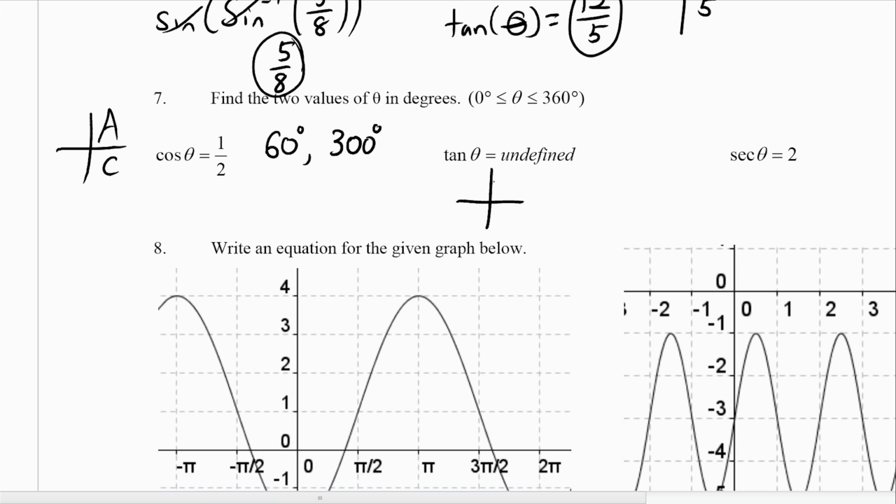Tangent, on the other hand, where it's undefined, I always like to think about what is going to be the slope of undefined, so it's at 90 and 270. So I'm going to write 90 degrees and also 270.